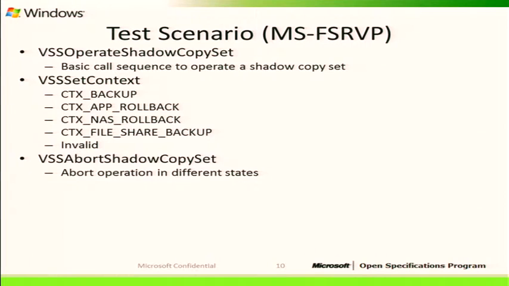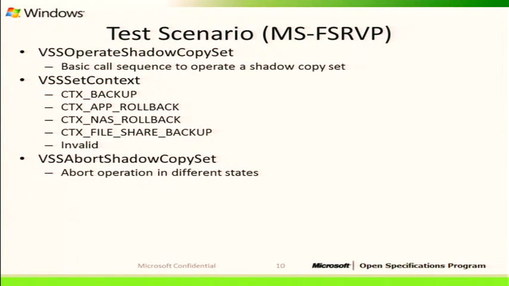For the FSRVP, we have 3 scenarios. First, we test the basic call sequence to operate a remote shadow copy set. Then we focused on the specific context settings, such as backup, app rollback, NAS rollback, and file share backup. We also have some negative test cases with the invalid context.